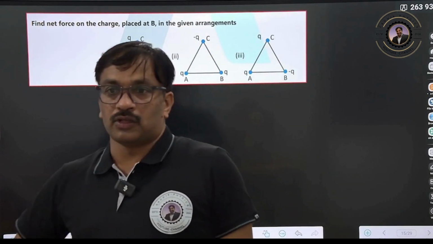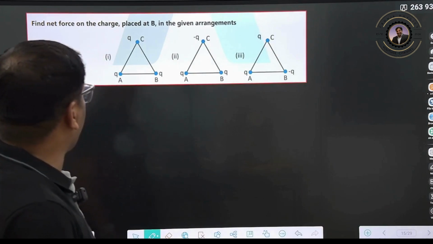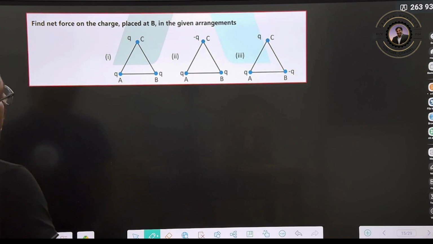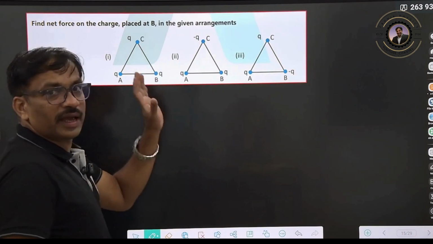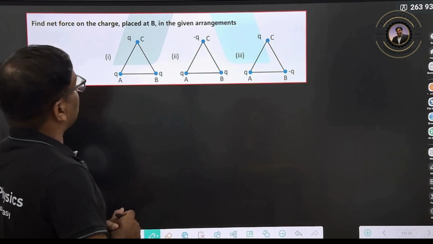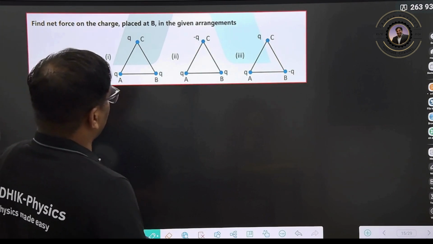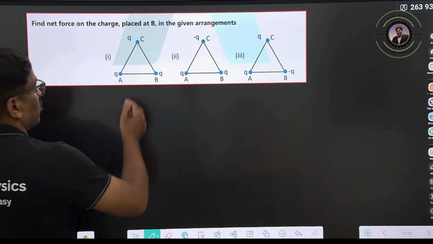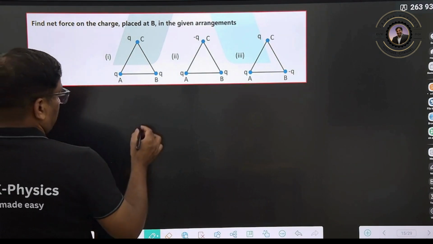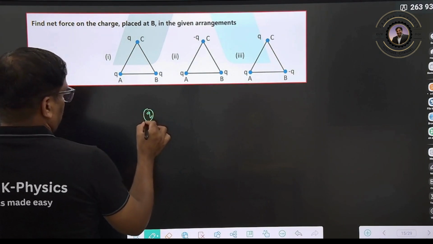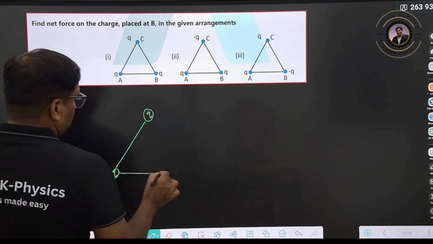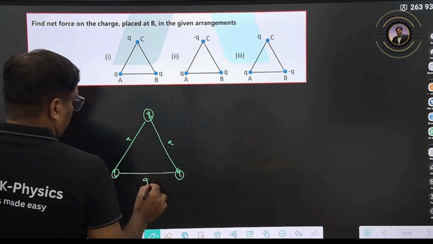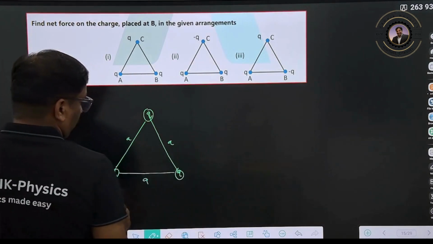Find the net force acting on the charge placed at B. These types of questions I already covered in the first part, so just go through it. If you want, I will discuss any question here. This question, this is Q. I already discussed it in the first part, so discussing it again is a waste of time. Therefore please go through it.